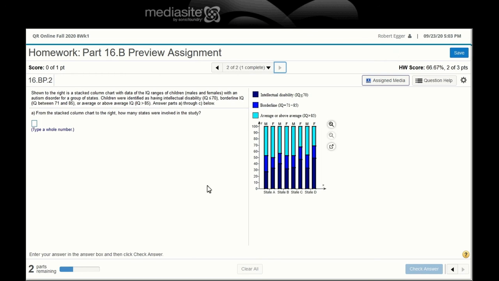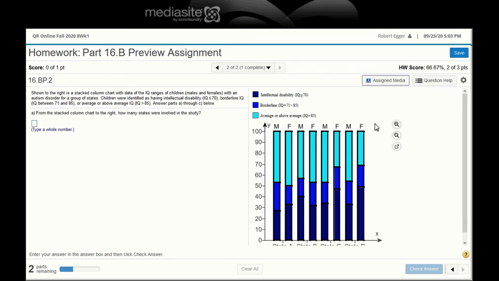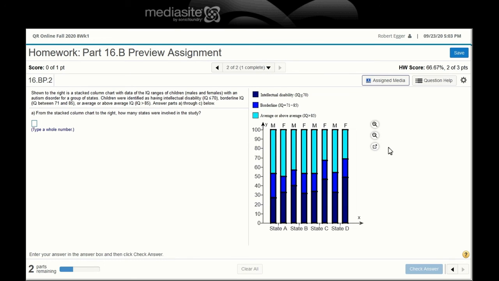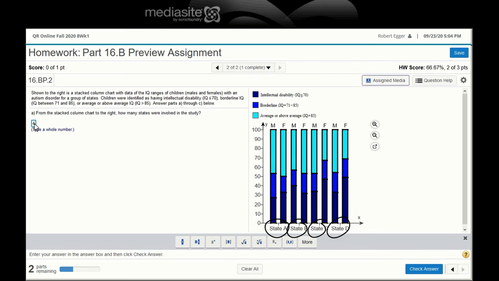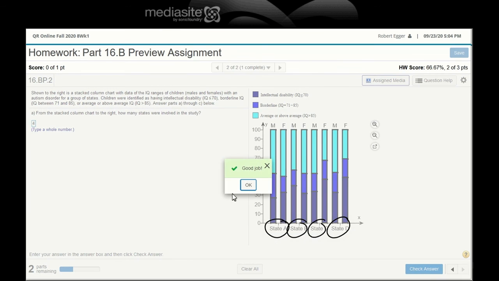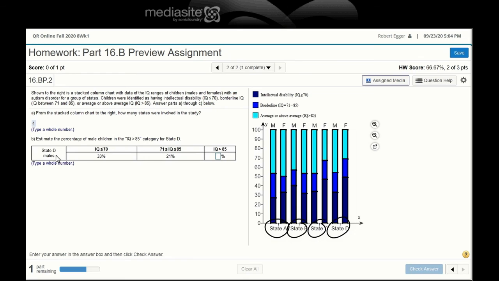Aha, two parts, A, B, C. So we're going to have to look at a bar graph. Intellectuals, borderline, above or above average. All right. So let's see. From the stack column, how many states were involved? Male, female. So here's 1 state, 2 states, 3 states. Looks like 4 states. Yes, indeed.